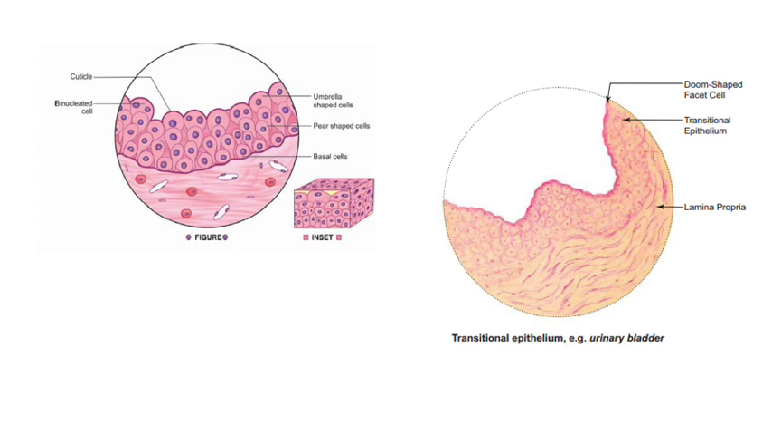Okay. Also it has the quality that it can stretch and form umbrella-shaped cells, and when it is relaxed it comes back to form the pear shape. So transitional epithelium is a multi-layer or stratified epithelium with specialized cells which are umbrella shaped and pear shaped. This epithelium is found only in the urinary bladder and the ureter.